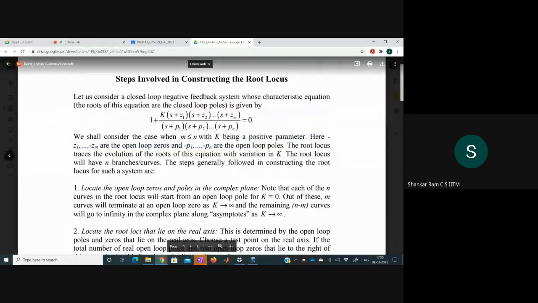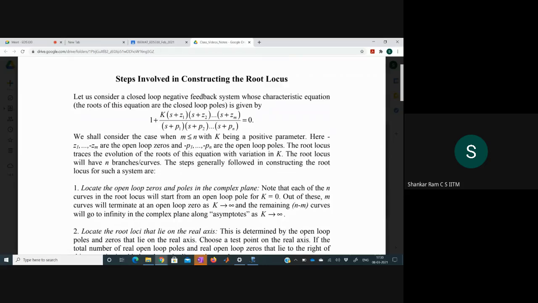Although these steps are for any generic system, we are going to apply them over a particular example. So let's go through all the steps one by one.